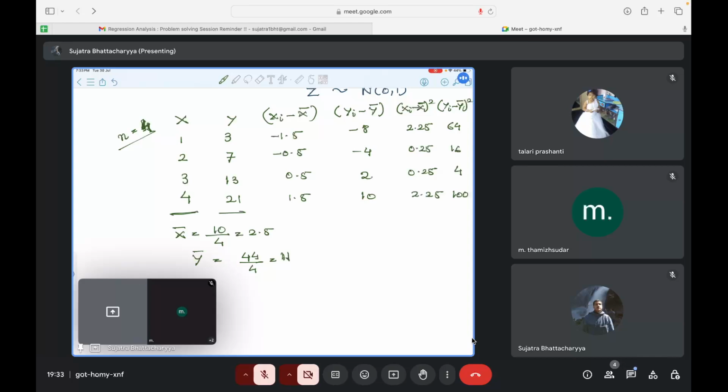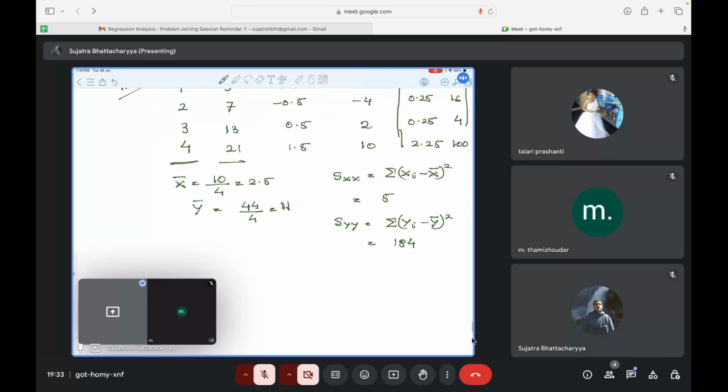Clear? Now let's calculate Sxx. What is Sxx? It is the sum of xi minus x bar whole square. So 2.25 plus 0.25 plus 0.25 plus 2.25 comes out to be 5. Syy: what is that? The sum of yi minus y bar whole square. Just add 64 plus 16 is 80, 84, and 184.